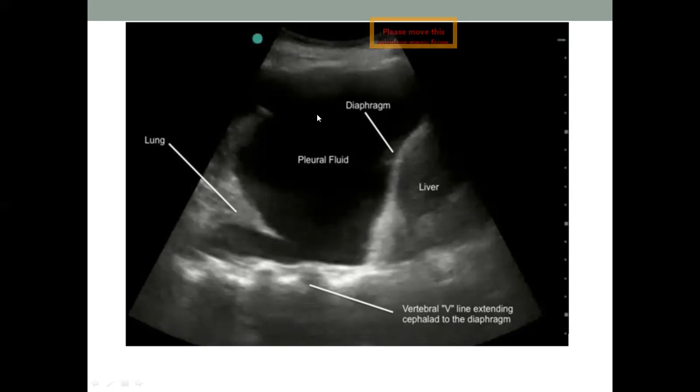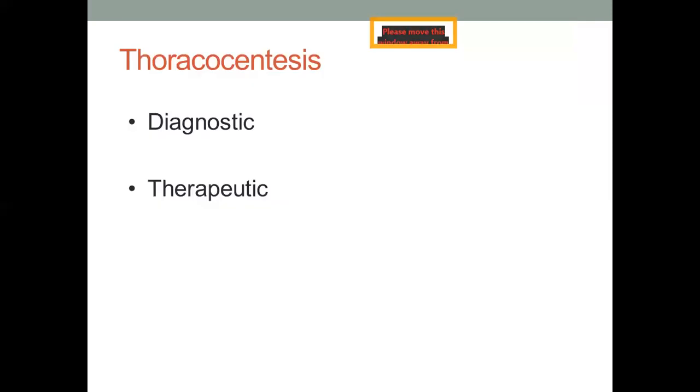We can differentiate transudative and exudative pleural effusion also on ultrasound chest. If there are whitish particles movable in this fluid area, then we can say that this might be exudative pleural effusion.